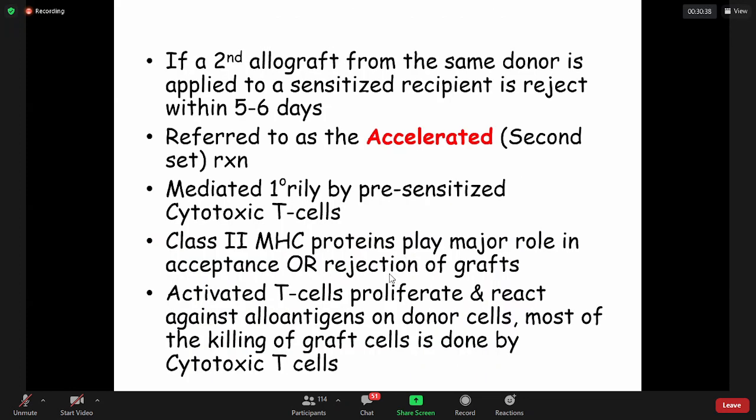This is now to show that if you have another graft that is given to you after the first graft, this second one will be rejected very fast. So that's what we call the accelerated. And this primarily will depend on somebody who already has pre-sensitized cytotoxic T cells. Those are the ones that will play the role in removing the graft.